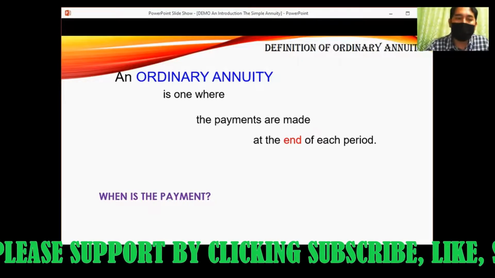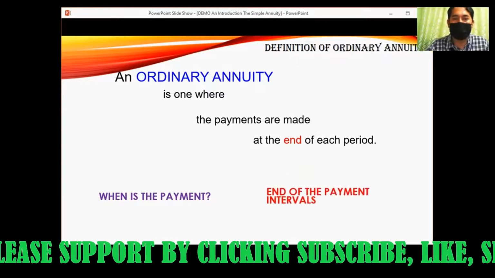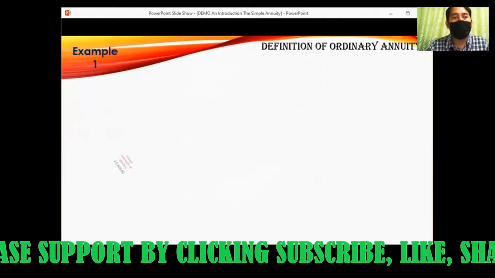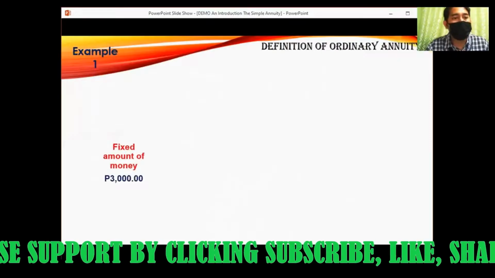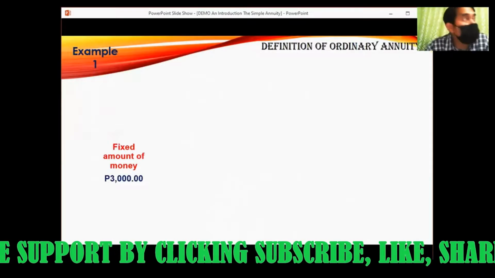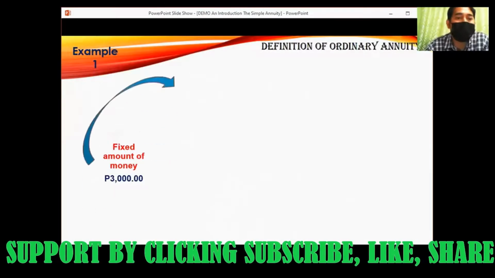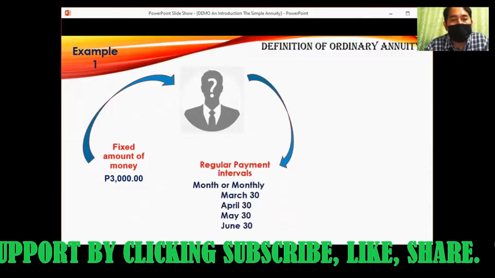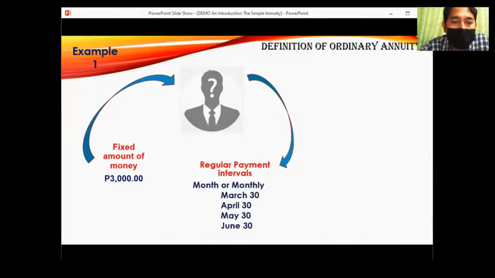Okay? Now what about the example? Now it says in here, example, a fixed amount of money which is 3,000 pesos is to be paid to someone. Ayan. Of course, within a payment interval. Oh, so ang sabi dito, ang payment interval natin dito is monthly. But when did you pay? During that month. It is always at the end of the month.